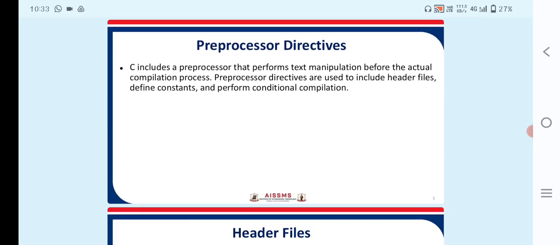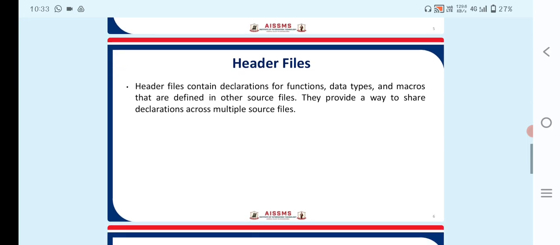Next one is, what are preprocessor directives? C includes a preprocessor that performs text manipulation before the actual compilation process. So the preprocessor directives are used to include header files, define constants, and perform conditional compilation. Then the next point is header files. Header files contain declarations for functions, their data types, and macros that are defined in other source files also. They provide a way to share declarations across multiple source files.